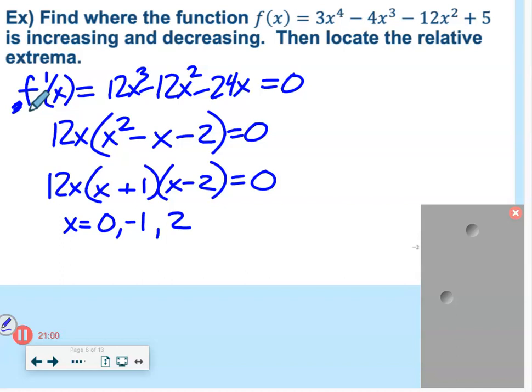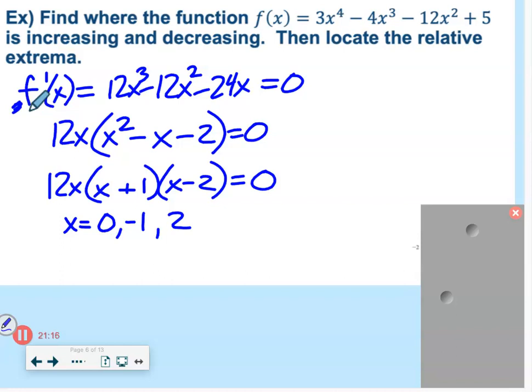All right, I hear good discussion going on. All right, I'm going to go ahead and call your attention back up to the front, because I think everyone got at least to hear. Did you all find all 3 critical numbers?